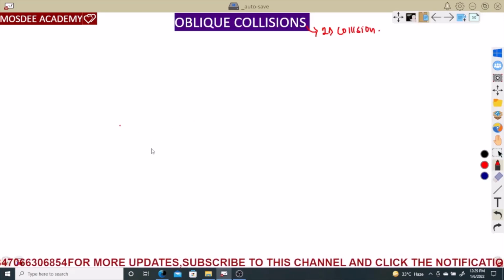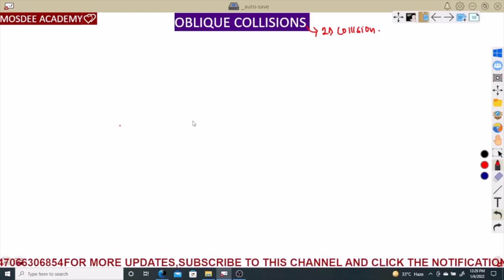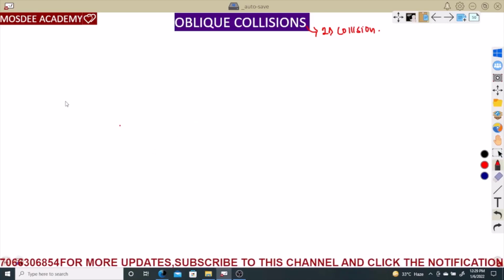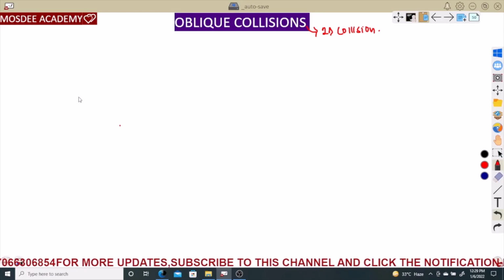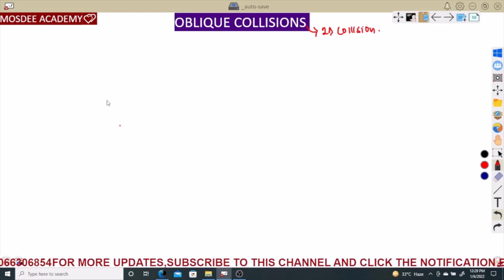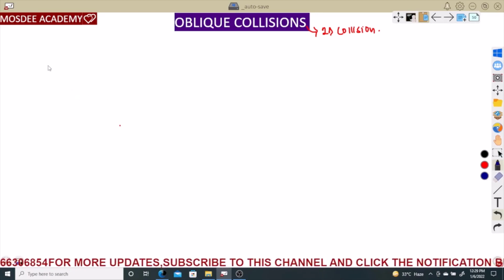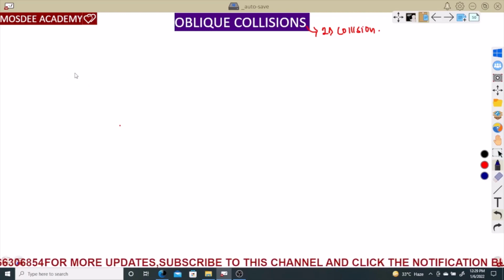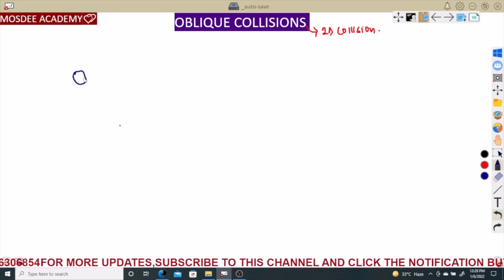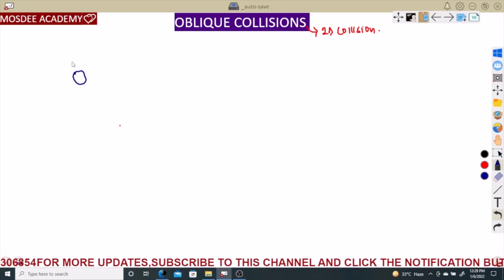So like I said, looking into oblique collision, we can consider 2 different cases. Let's just consider a snooker or a billiard ball, anything you call it. So considering a snooker, let's say we have the first snooker ball. It's not drawn to scale, apologies for that.